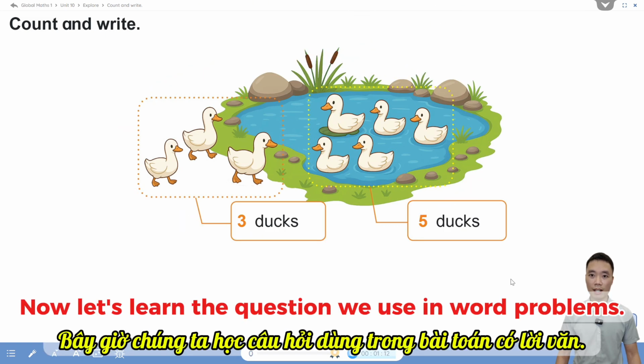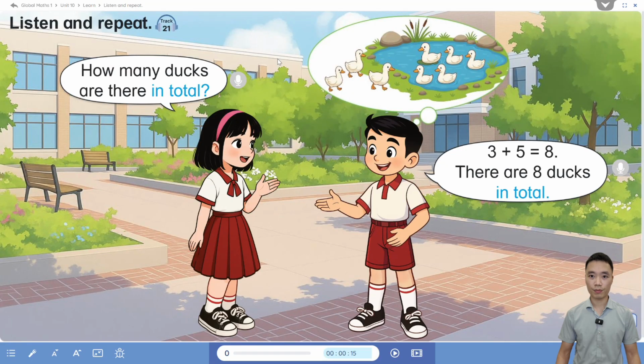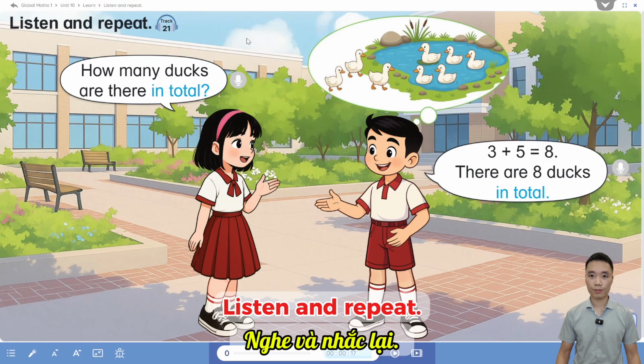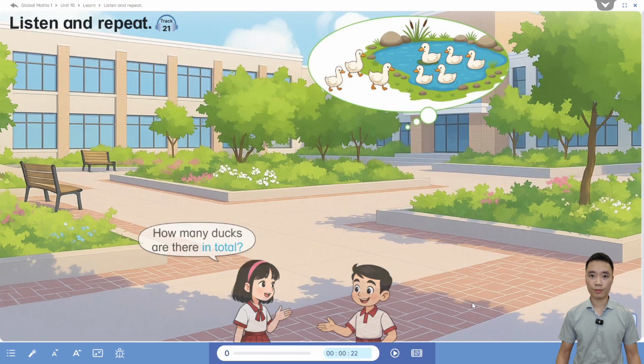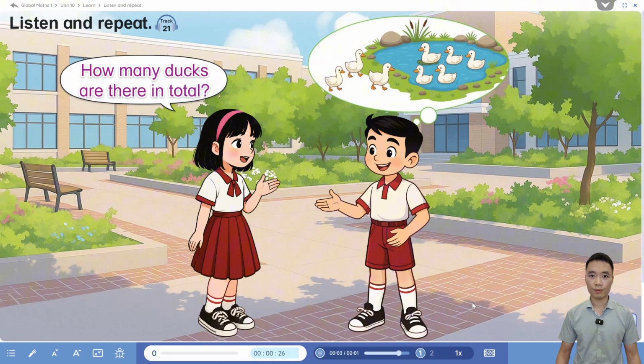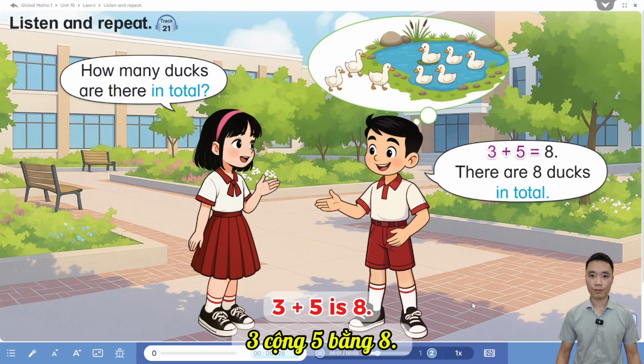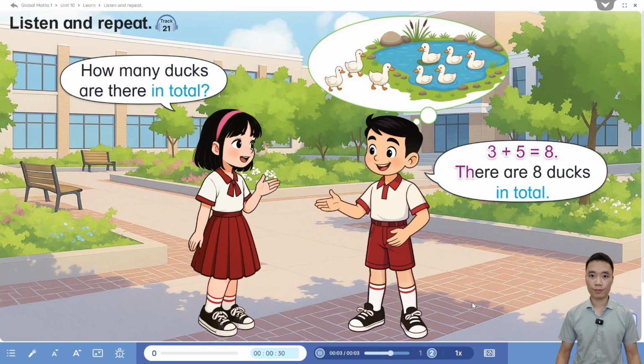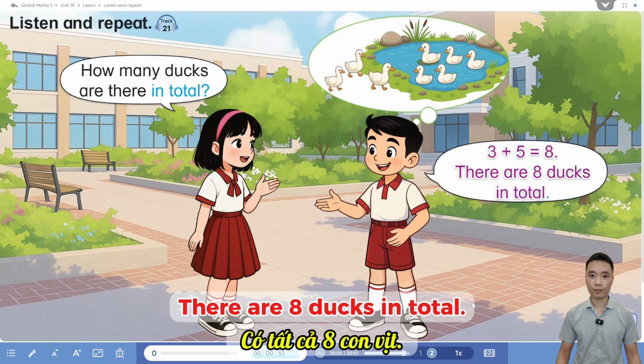Great! Now let's learn the question we use in word problems. Listen and repeat. How many ducks are there in total? 3 plus 5 is 8. There are 8 ducks in total.